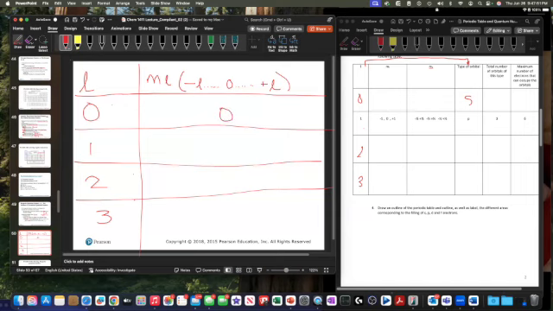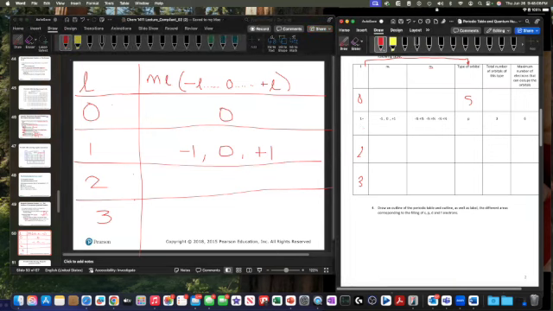When L is 1, M sub L has to start with negative L. So it starts with negative 1, comma, 0, because you go all the way to 0, and then you stop at positive L, so positive 1. And that's what I've worked on here. This goes with this one here and that part.